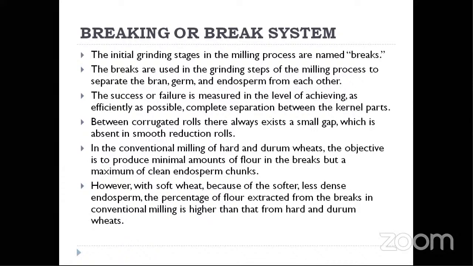Next thing, if we are going for soft wheat, because these are soft and have less dense endosperm, the percentage of flour extracted from the breaks will be higher than that from the hard or durum wheat. The reason is that hard or durum wheat requires more energy input to get ground into very fine particles of flour. But in soft wheat, the bond between the starch and the protein present in the endosperm is not so strong, so it can be easily ground without a lot of energy input. That is why the percentage of flour extracted from the break rolls in soft wheat is higher as compared to hard wheat.